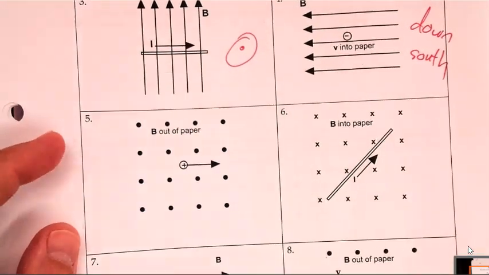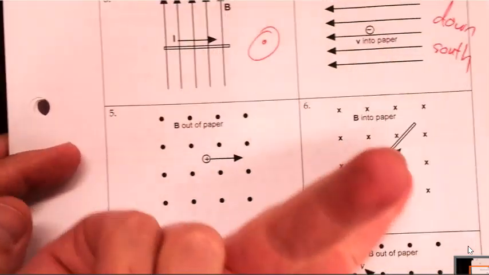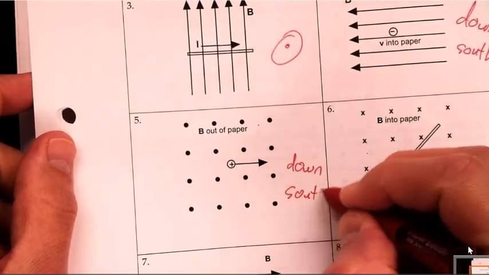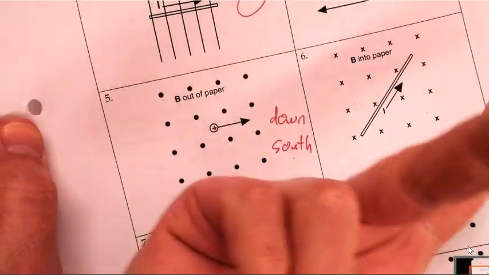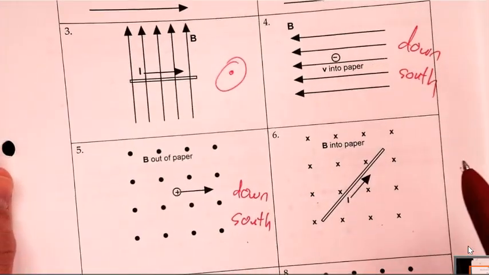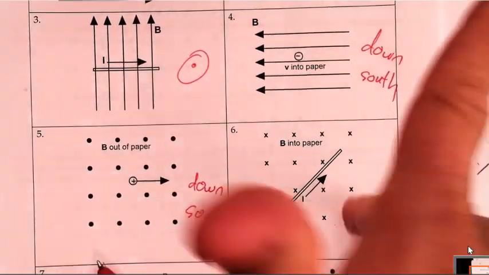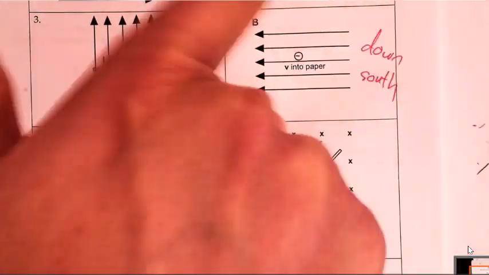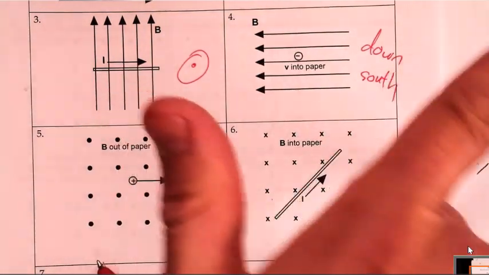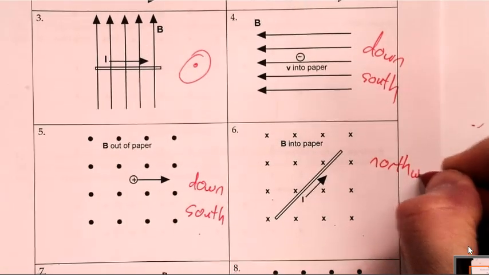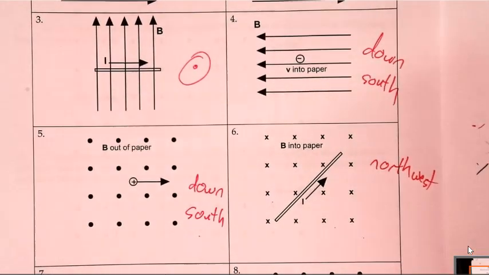Magnetic field out of the paper. Okay, so motion here, magnetic field here. The force is downwards. South. Did I do that right? Yeah, that's right. Interesting. Okay. Magnetic field into the paper, the direction this way, so your force is this direction. That is northwest. Okay.